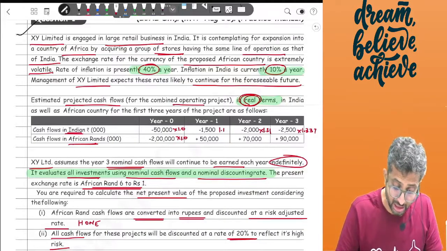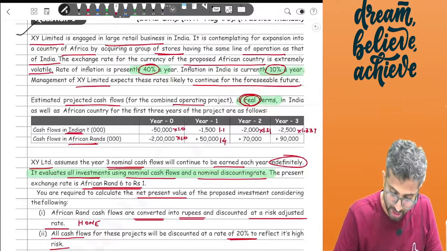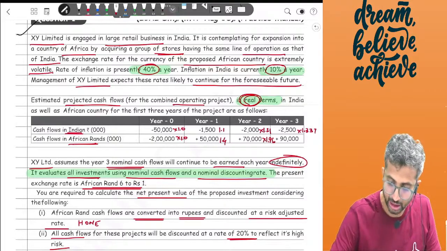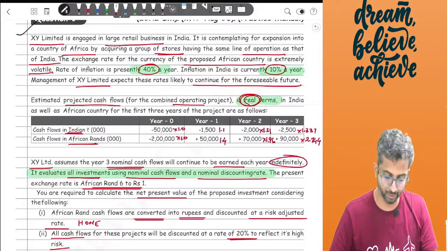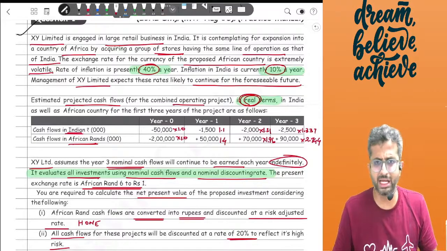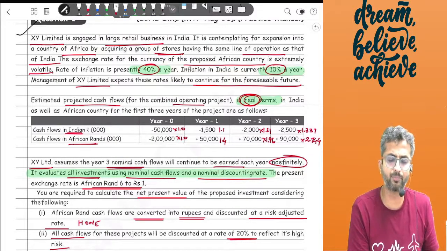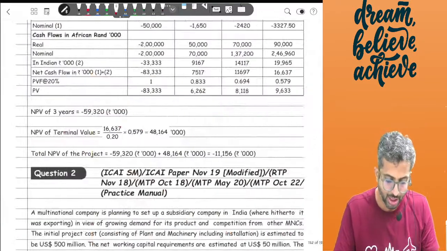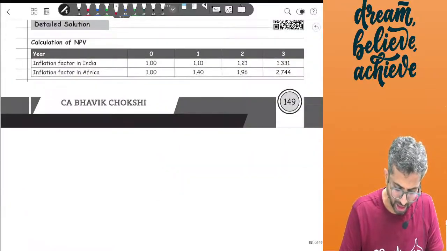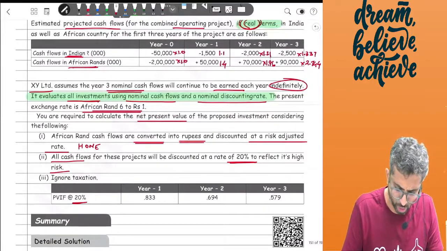For the African Rand, there is 40% inflation, so 1.4, then 1.4 into 1.4 is 1.96, into 1.4 is 2.744. As a result, if you do this basic maths, you will get cash flows in Indian rupees which are after inflation, and cash flows in African Rand which are also after inflation. So over here, you will look at the cash flows. If you want, we can try to do this, but I think it should be manageable.